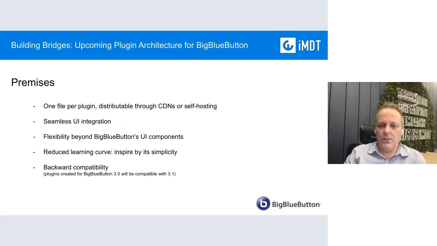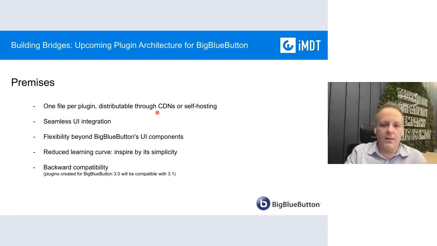So when we started to discuss this plugin architecture, we defined some premises. And one of the premises that we defined as very important is to have one file per plugin. The idea is that a plugin is a simple file that you can copy to somewhere, get the link, put in the config, and boom, it's running. That's the idea. And it should be distributable through a CDN or self-hosting.